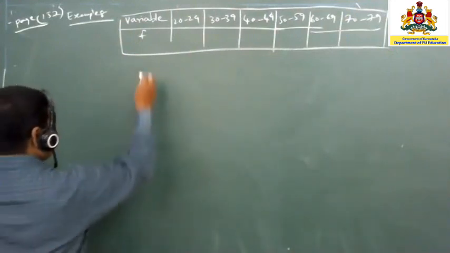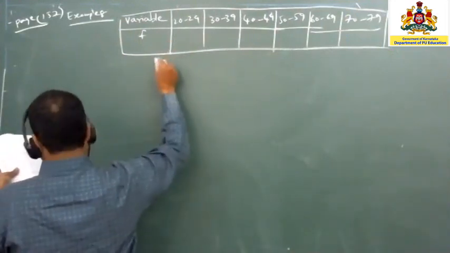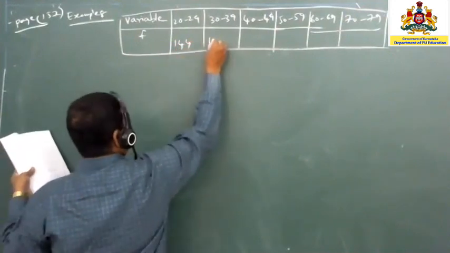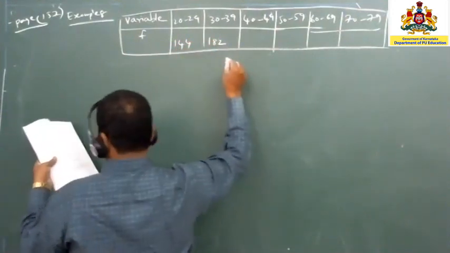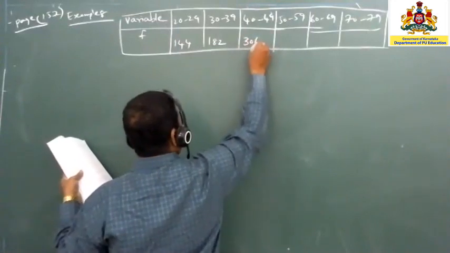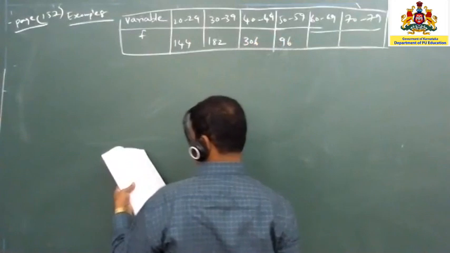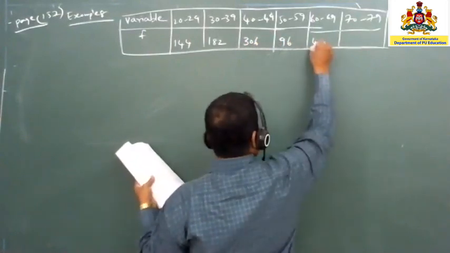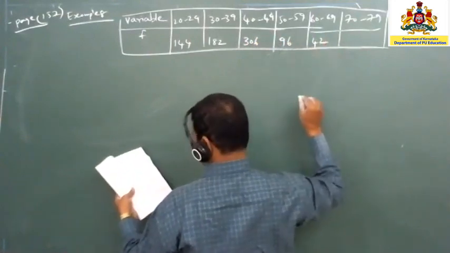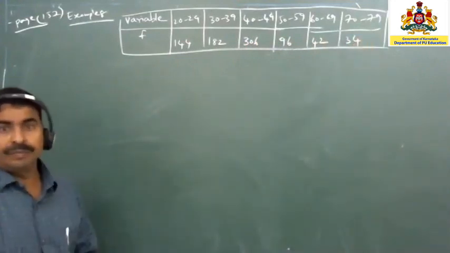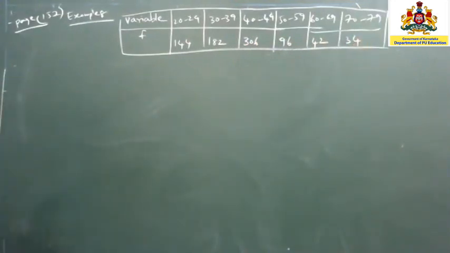The frequencies are 144, 182, 306, 96, 42, 34.